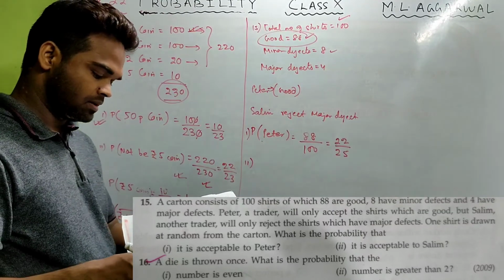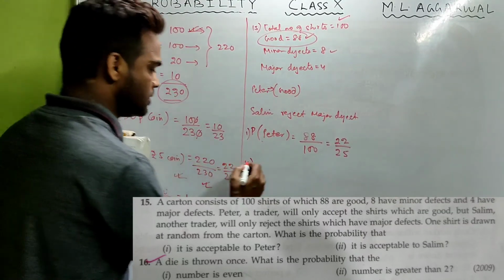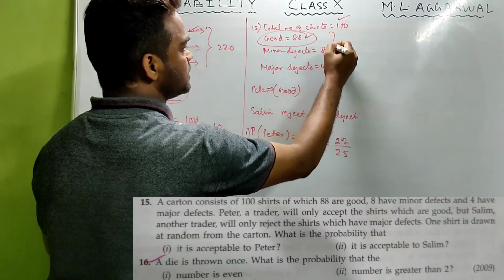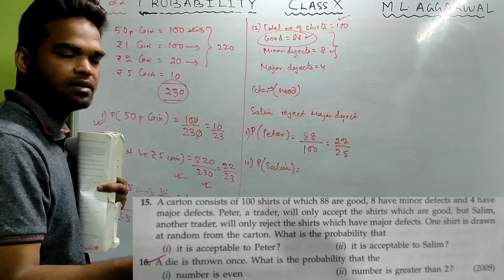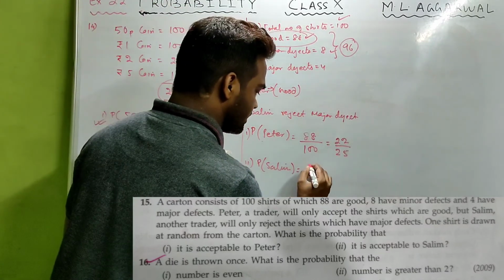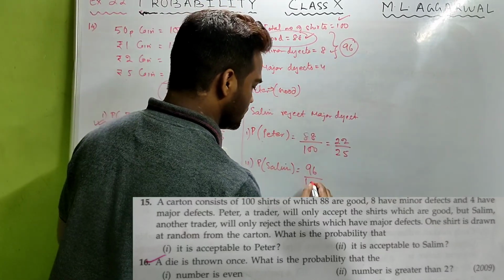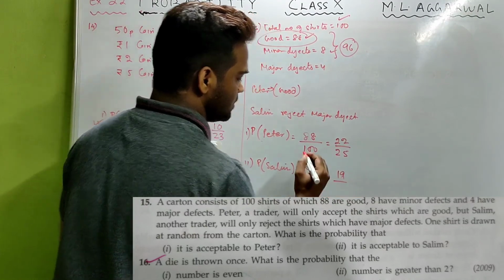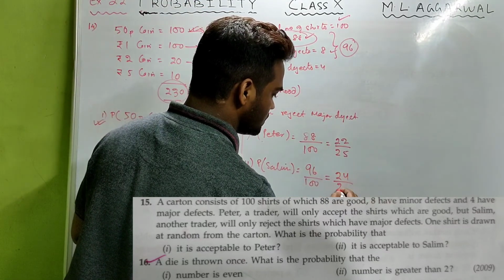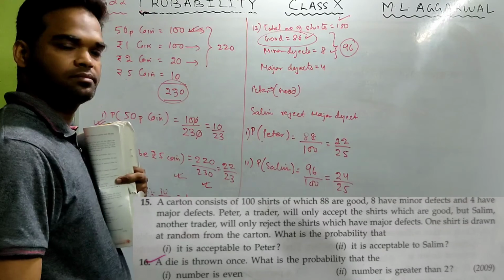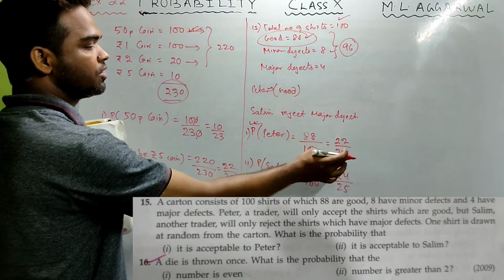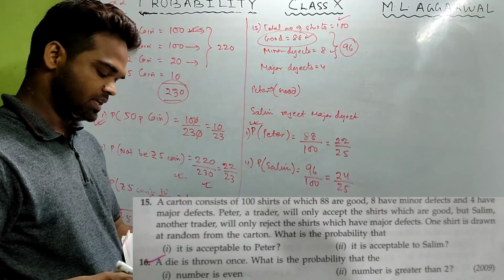Next part. It is acceptable to Salim. Now Salim, look carefully. Salim will accept these two, which are good as well as minor defect, which means 96 shirts. Okay. So his favorable outcome is 96. Total outcome is 100. We cancel by 4, 24 by 25. Done. So whatever the shirt comes, Peter accepting that shirt is 22 by 25 and Salim is 24 by 25.